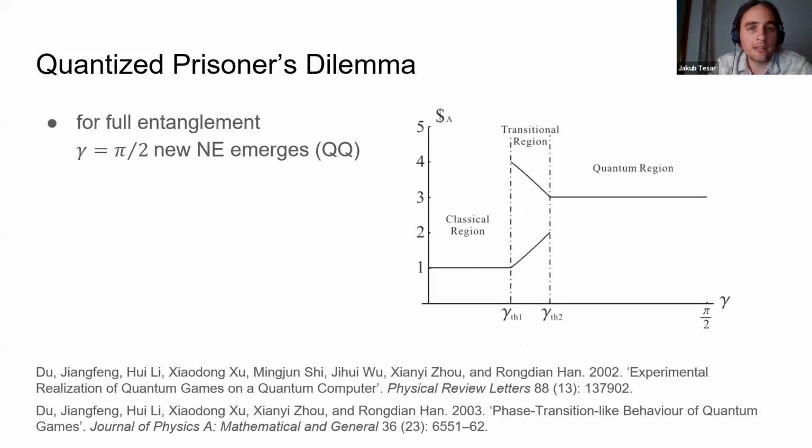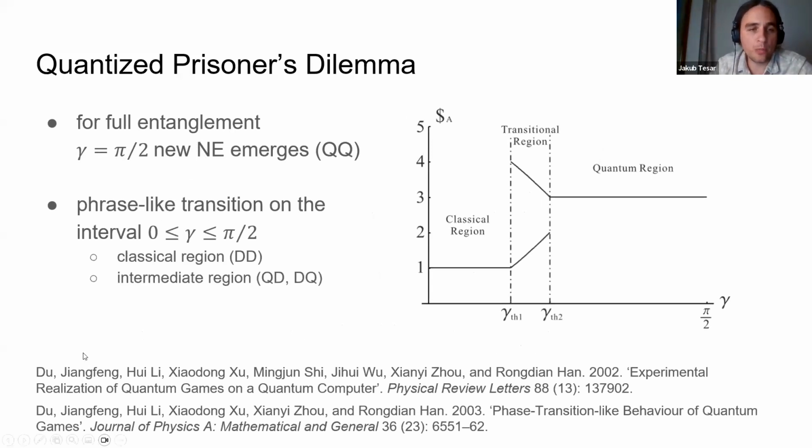QQ. And this result has been further developed by these two papers by Dooley, Xu, Shi, Wu, and the others. Sorry, I'm probably terribly mispronouncing the names. But they actually experimentally measure it on the quantum computer. In the first paper, it depends on the gamma, which I said is the measure of the entanglement between the two players. So how much do we entangle them before they manipulate and they play their strategies?